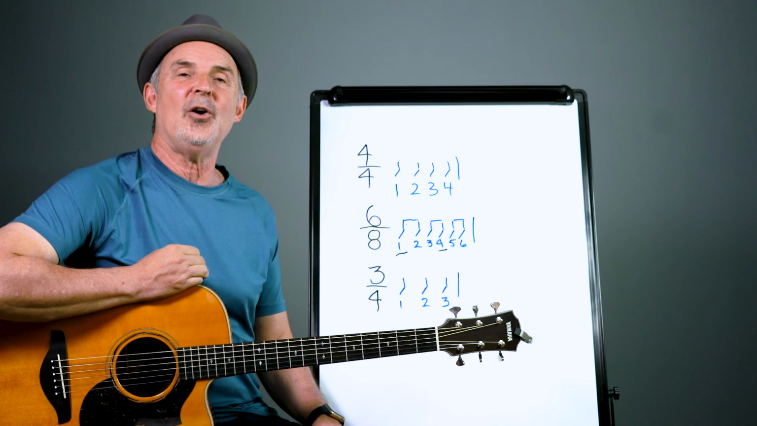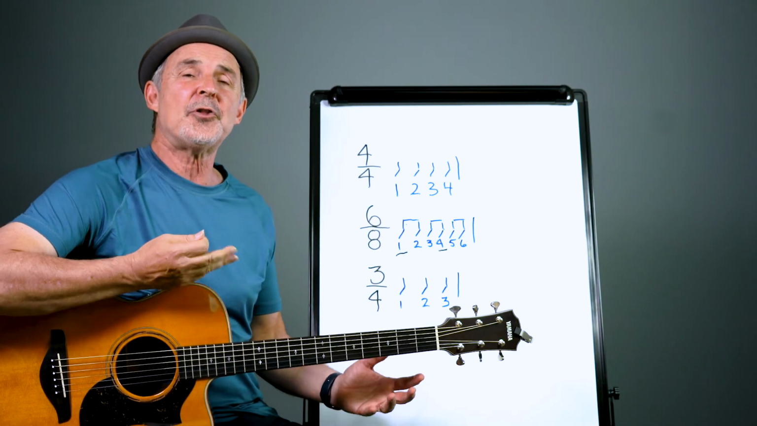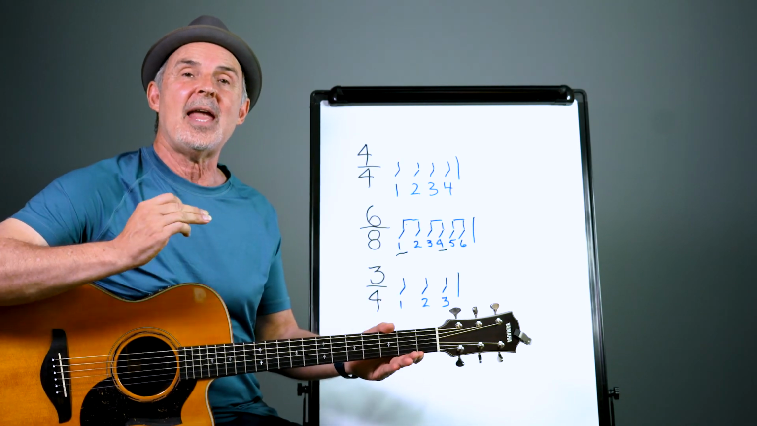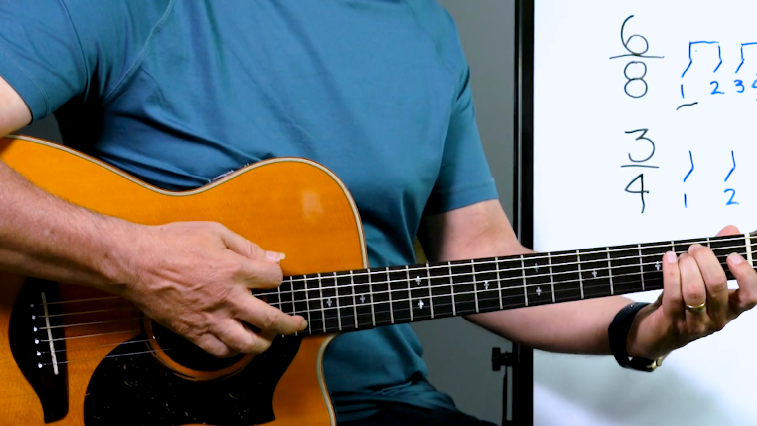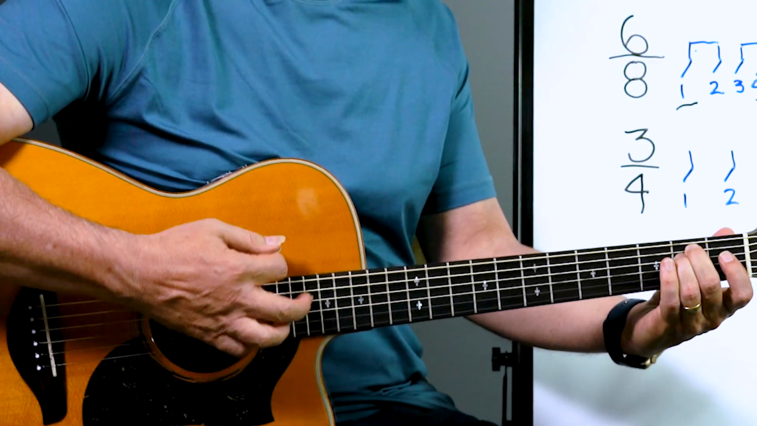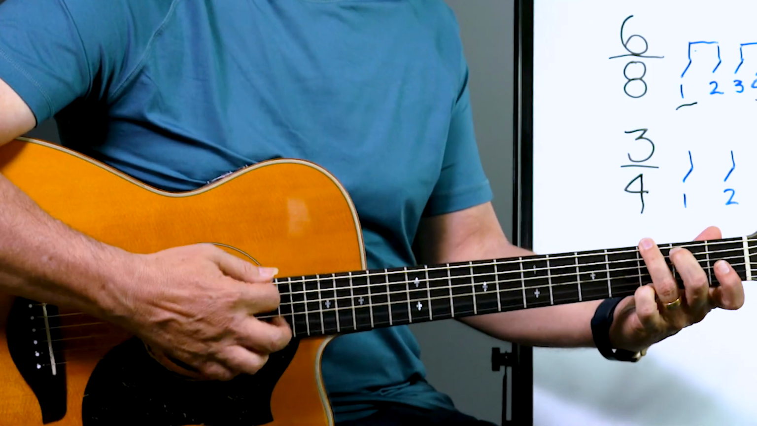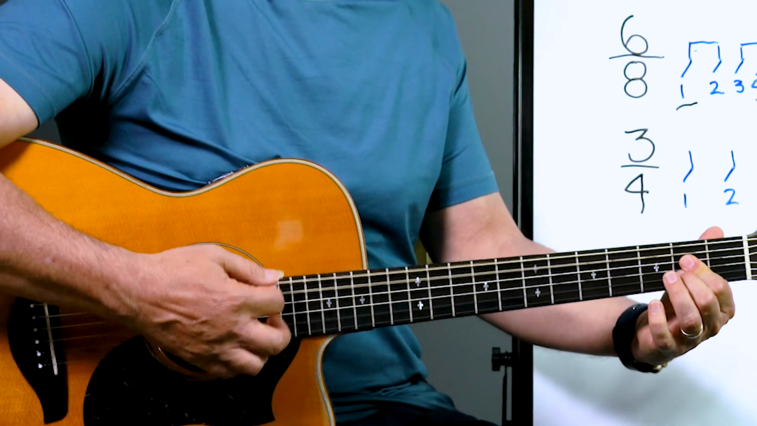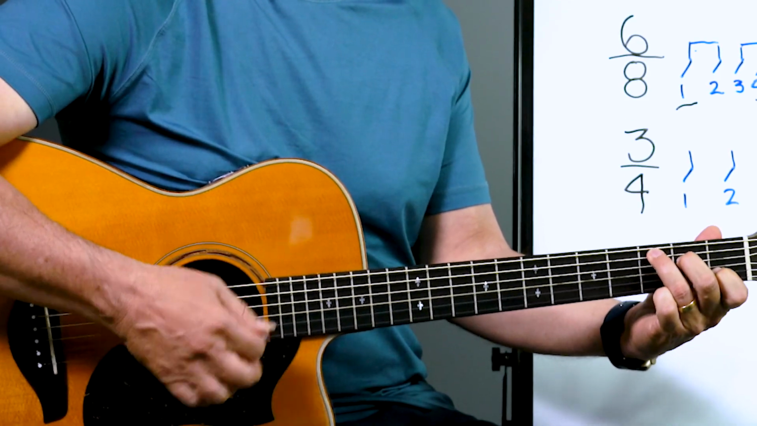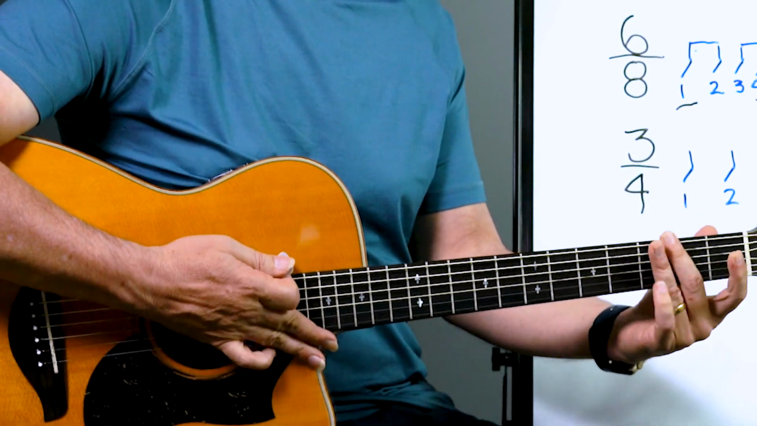So let me give you an idea of what this would sound like in a song. The House of the Rising Sun uses a 6/8 beat, at least the Animals version does, which is very popular. So it would be 1, 2, 3, 4, 5, 6. Okay, and so on.